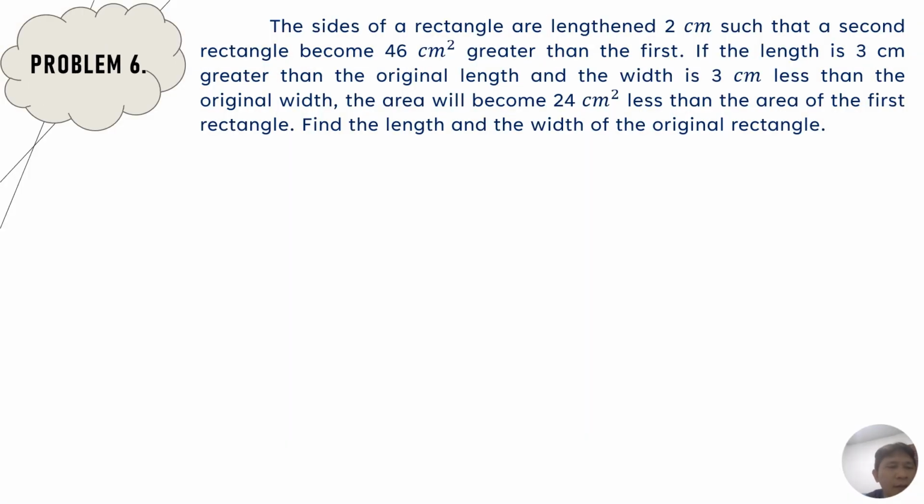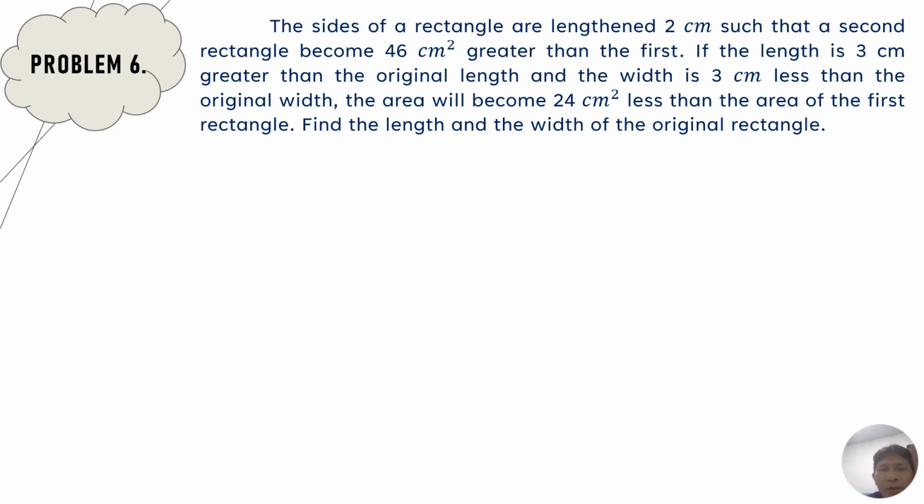Now look at problem number 6. The sides of a rectangle are lengthened 2 cm such that a second rectangle becomes 46 cm square greater than the first. If the length is 3 cm greater than the original length and the width is 3 cm less than the original width, the area will become 24 cm square less than the area of the first rectangle. Find the length and the width of the original rectangle.